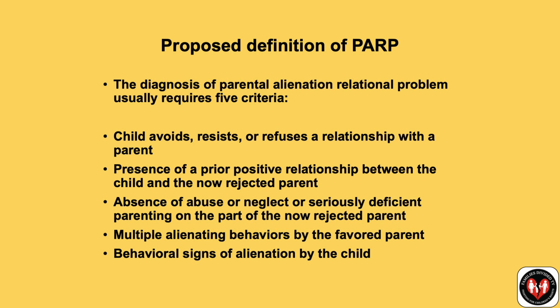The child avoids, resists, or refuses a relationship with a parent. The presence of a prior positive relationship with the child and the now rejected parent. The absence of abuse or neglect or seriously deficient parenting on the part of the now rejected parent. The fourth one is multiple alienating behaviors by the favored parent. And the fifth of these 5 criteria is behavioral signs of alienation in the child.